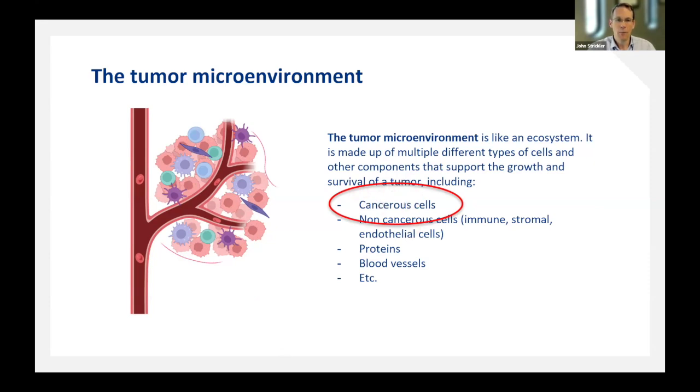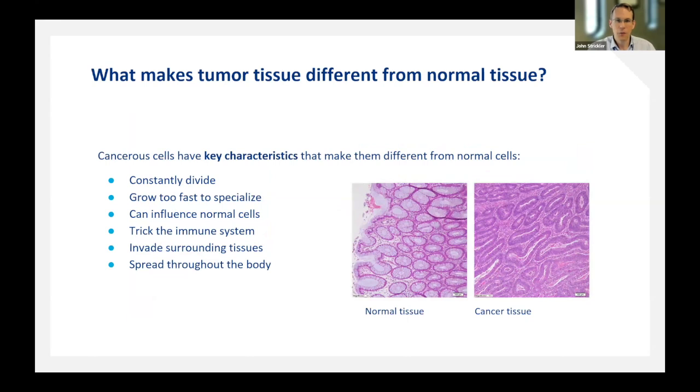Now, what makes cancerous cells different from normal tissue? Cells that are cancerous will divide, they grow too fast to specialize, they can trick the immune system into growing and spreading, they can invade other tissues and generally wreak havoc by spreading throughout the body. So with that, let's dive into specific alterations that characterize these tumors.